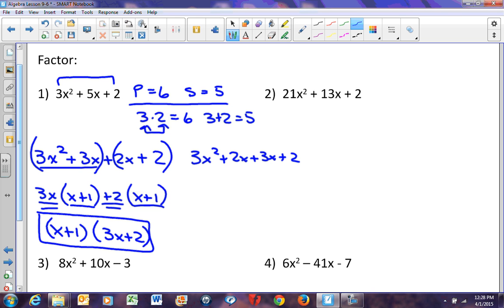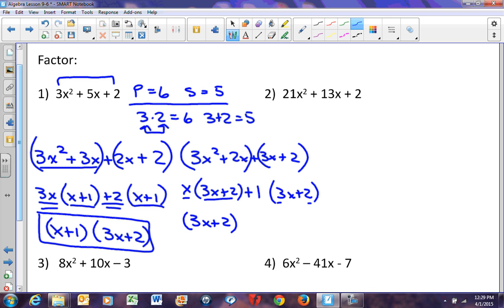If I were to write it as 3x squared plus 2x plus 3x plus 2, still grouping first 2, last 2. Here the common term is an x, and I'm left with 3x plus 2. Here the common term is a 1, because I can't take anything out of it. So if you can't take anything out, it's always a 1, and I'm left with 3x plus 2. What's my common term? 3x plus 2. What am I left with? x plus 1. And this is exactly the same as this was, just written in the opposite order. All the signs are the same, positive and negative signs, so it still works.